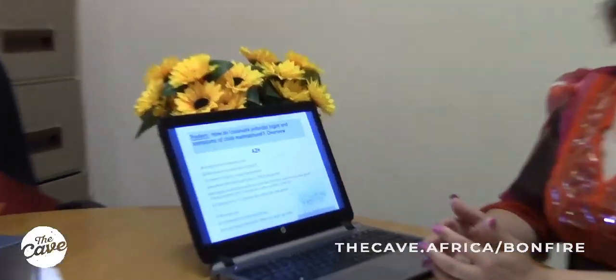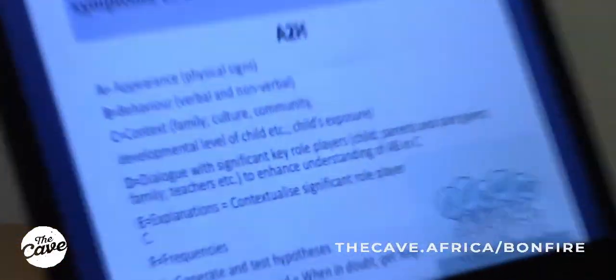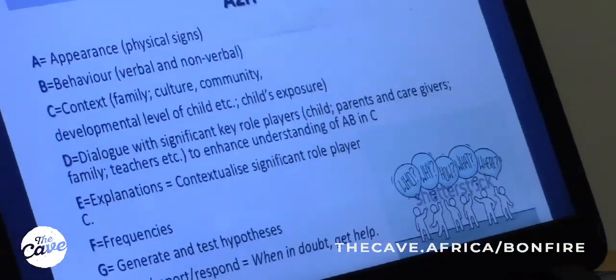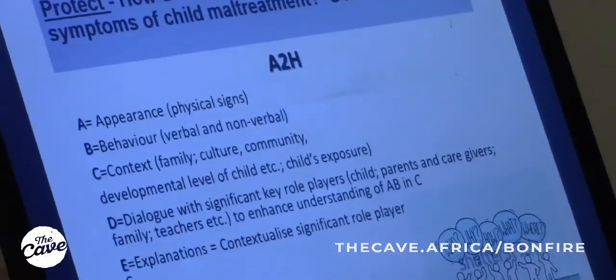The C stands for context, and the context is very important. The appearance, meaning what I see physically, and the behavior, non-verbal and verbal, needs to be evaluated within the context of the family, culture, the community, the developmental level of the child's exposure, etc. And what I mean by that is that as a child protection social worker, one cannot make a judgment in isolation by merely looking at the A or the B. It always has to be seen within the context.